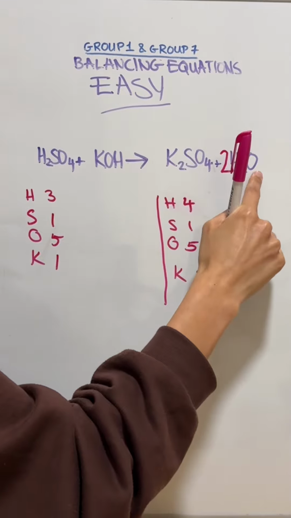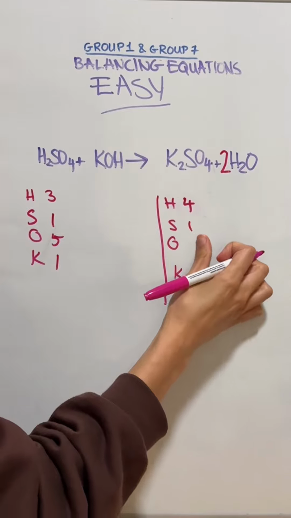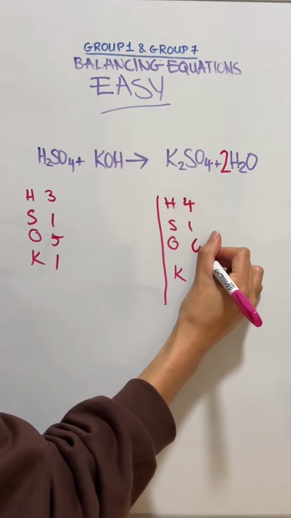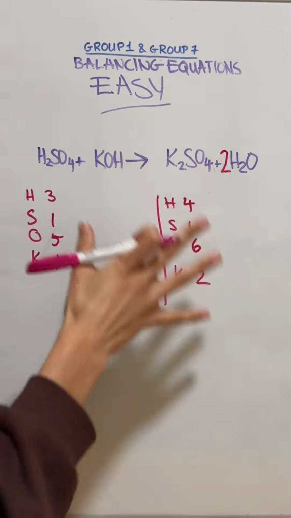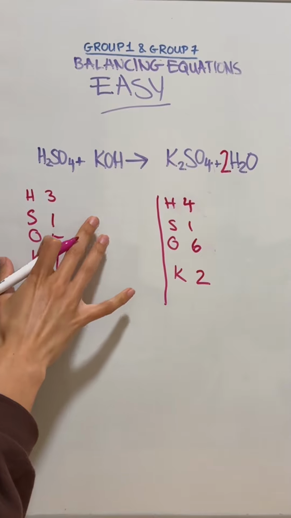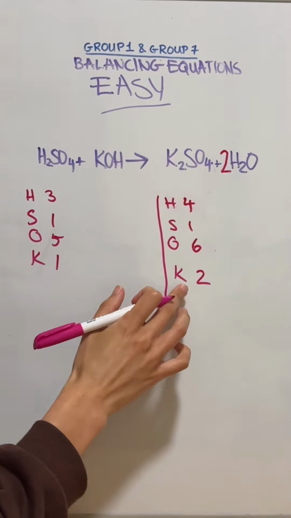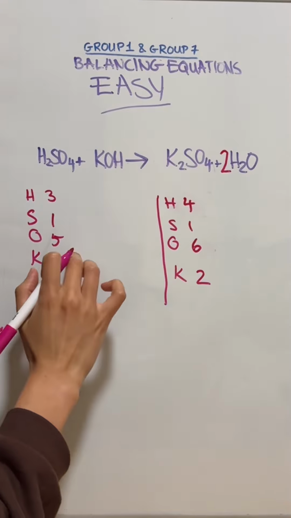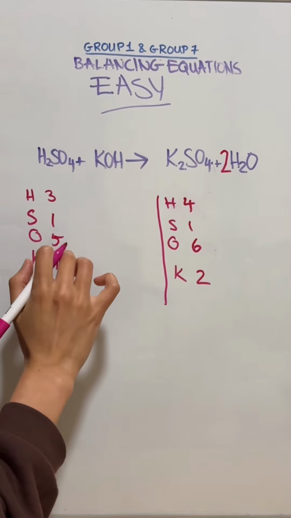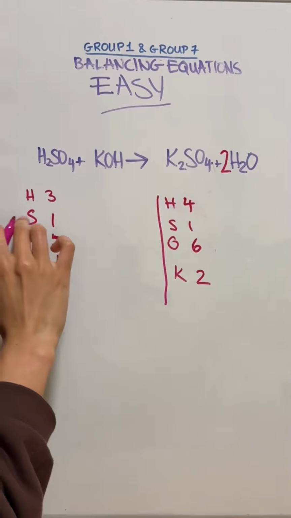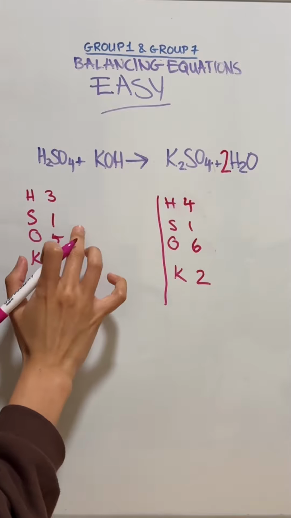And I've also changed my number of oxygens as well. So now I have 6 oxygens, because 4 and 2 here. So 6. Still unbalanced. So now I need to change a couple of things on this side. I also need to change my potassiums. My oxygens need to be higher on this side, and my hydrogens need to be higher on this side as well. I'm not going to mess with my sulfurs because they're even at the moment.